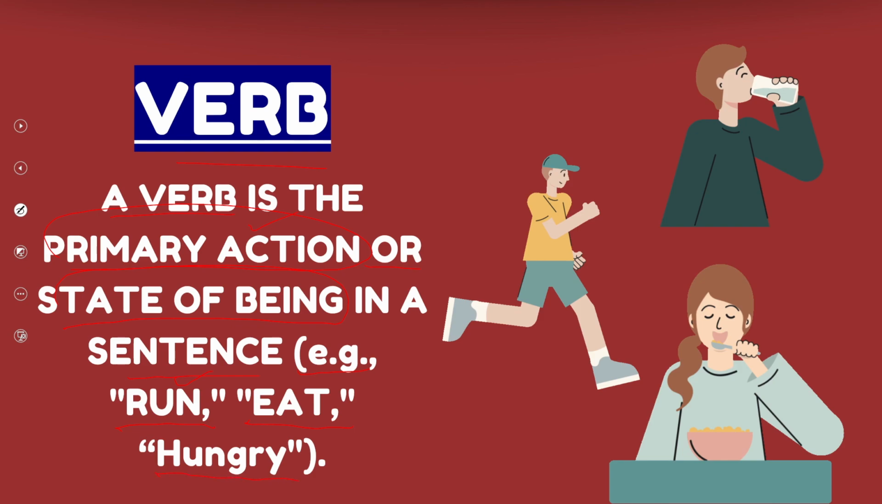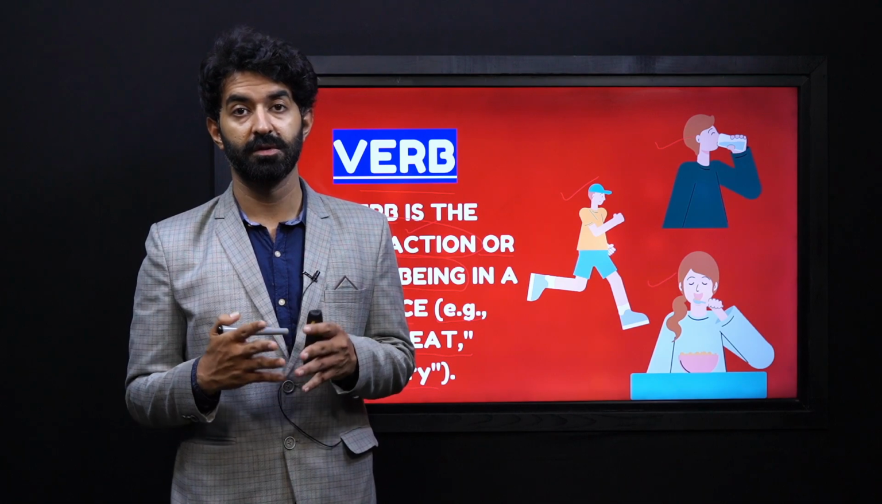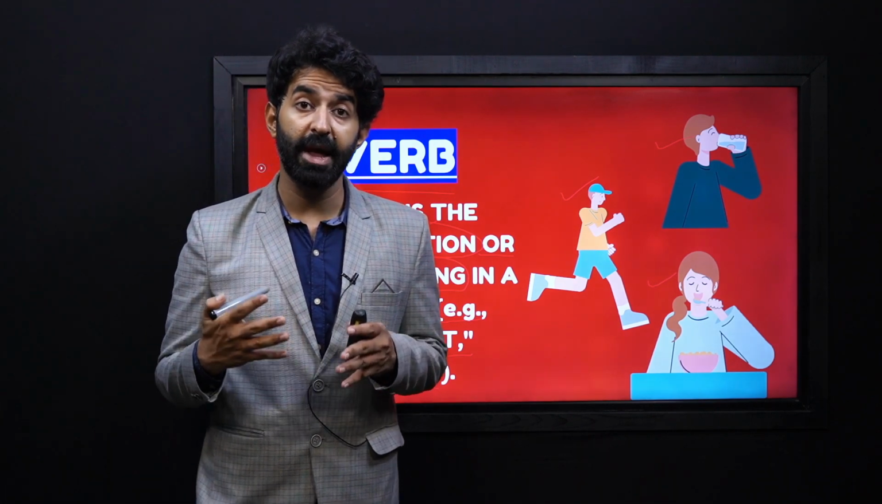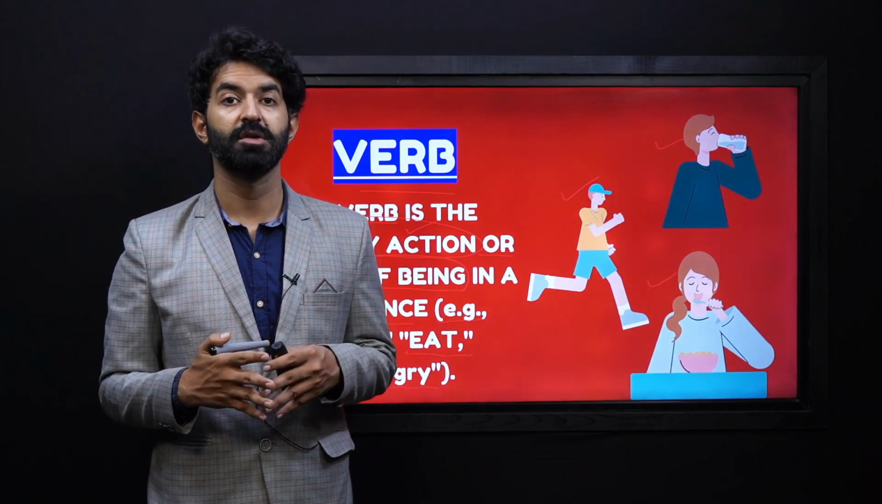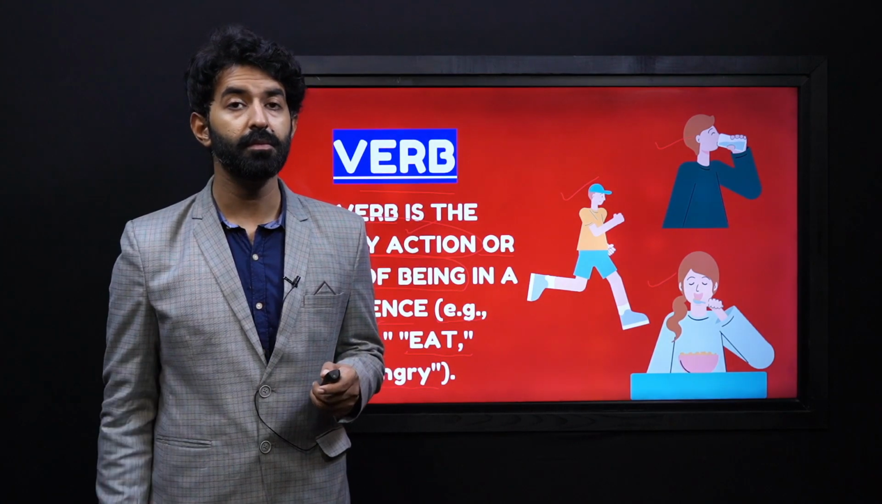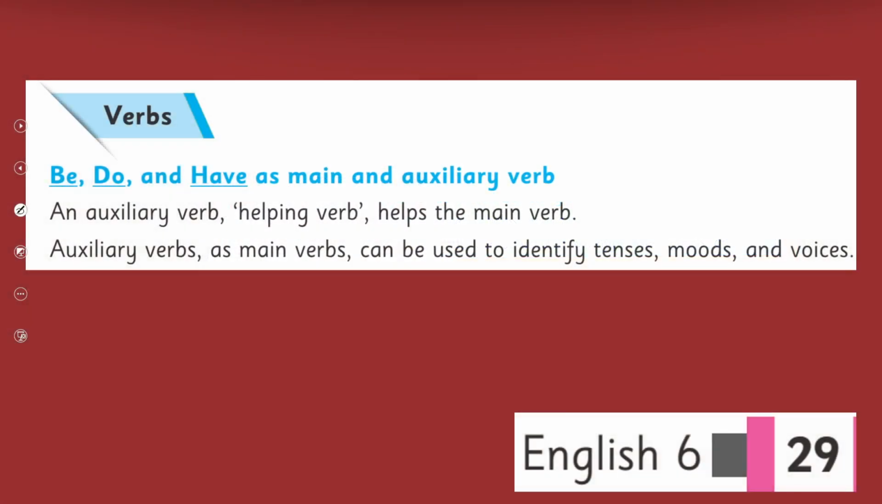So, all these are examples of verbs. Now, running is an action, drinking is an action, or eating is also an action. And being hungry or thirsty is a state of being. Now, verb addresses both of these situations, the primary action that we or the subject is doing, or just a state of being. Let's talk about it further from your book, page 29.